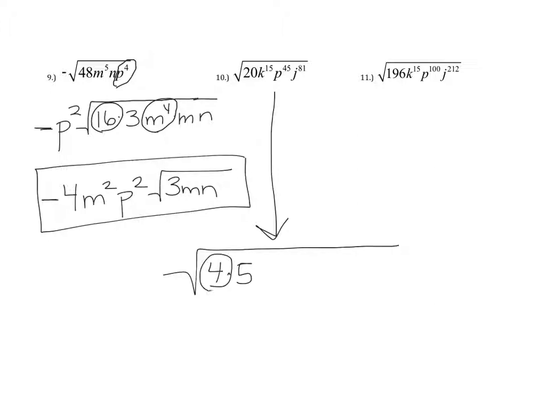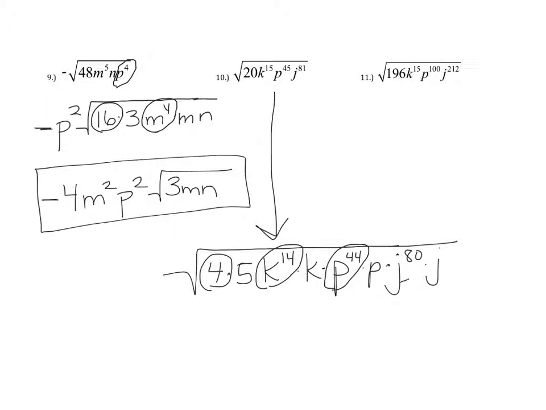So you can go ahead and circle it if you want. K to the 15th can get broken up into k to the 14th times k. K to the 14th is my perfect square. P to the 45th could be broken up into p to the 44th times p. J to the 81st can be broken up into j to the 80th times j. So now all my perfect squares are my variables that have even exponents and my perfect square that went into 20. So I'm going to pull out my perfect square.